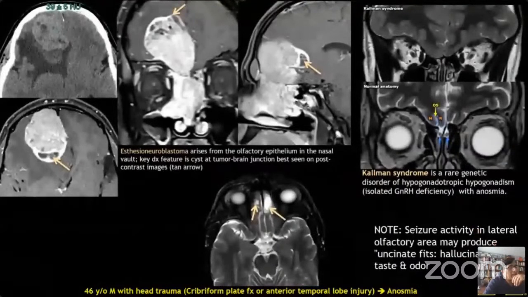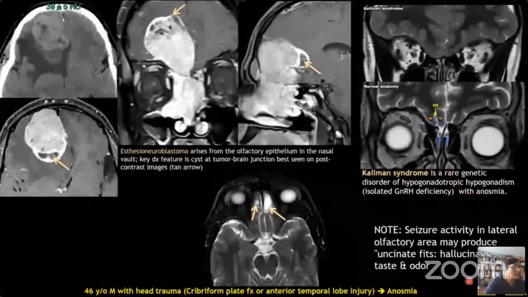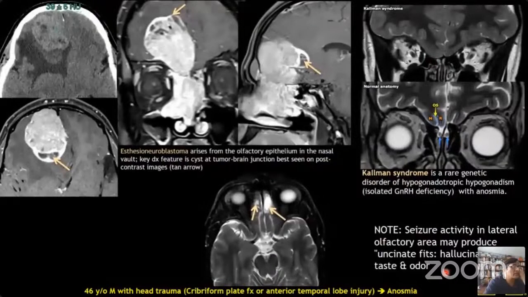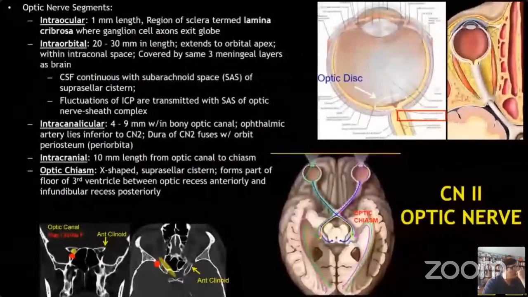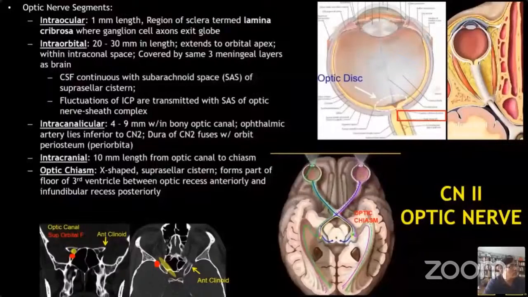And again, there is a condition called uncinate fits, and that's a seizure-like activity which takes place in the lateral olfactory area. This can produce hallucinations of taste and odor. So now we move on to the second cranial nerve, which again is fake news that it's a cranial nerve. It's an extension of the brain. As you very well know, you cannot have any neurofibroma or schwannoma of the optic nerve because it's not a nerve, it's more or less an extension of the brain.